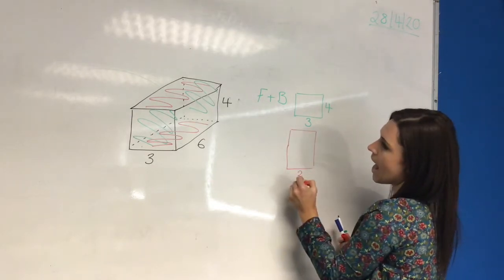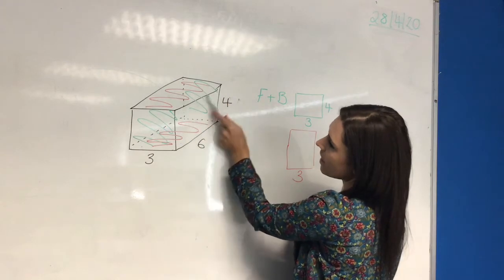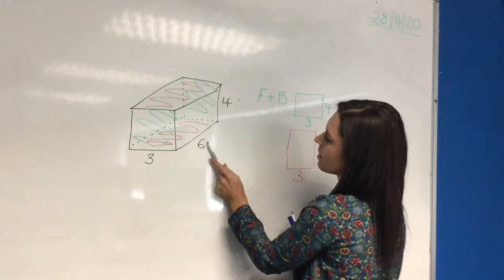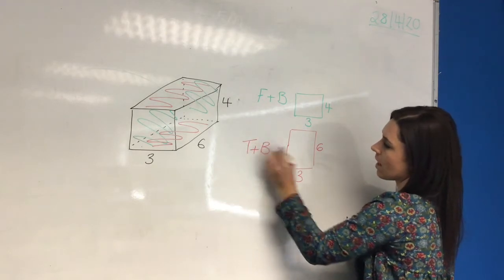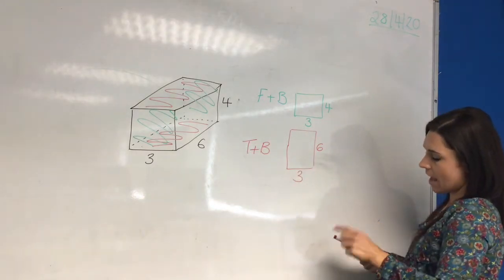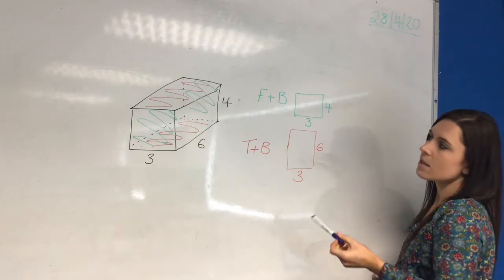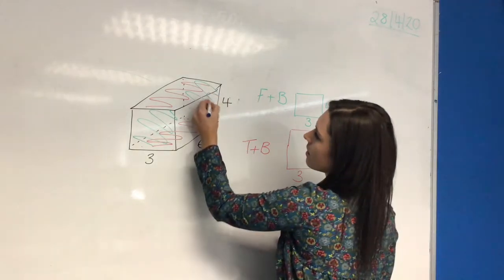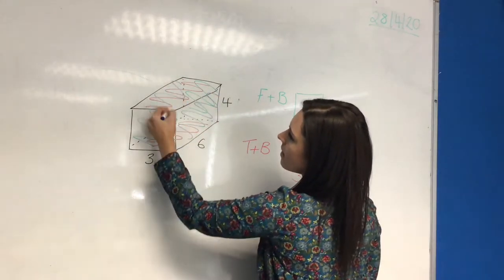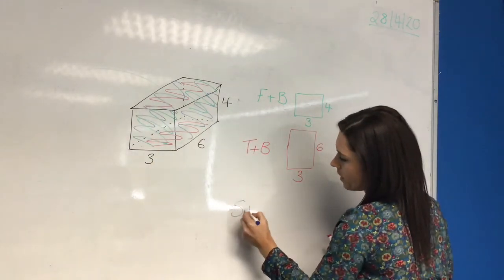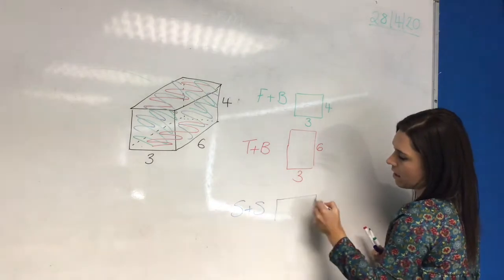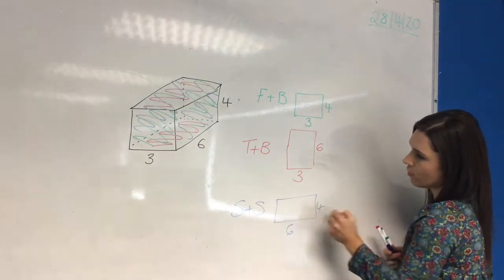There, and the length of it here will be the same as this length here, so that it will be 6. So this is our top and bottom with our dimensions there. And then finally, we're going to look at the two sides, this face and this face, which is 6 by 4. So our sides are 6 by 4.